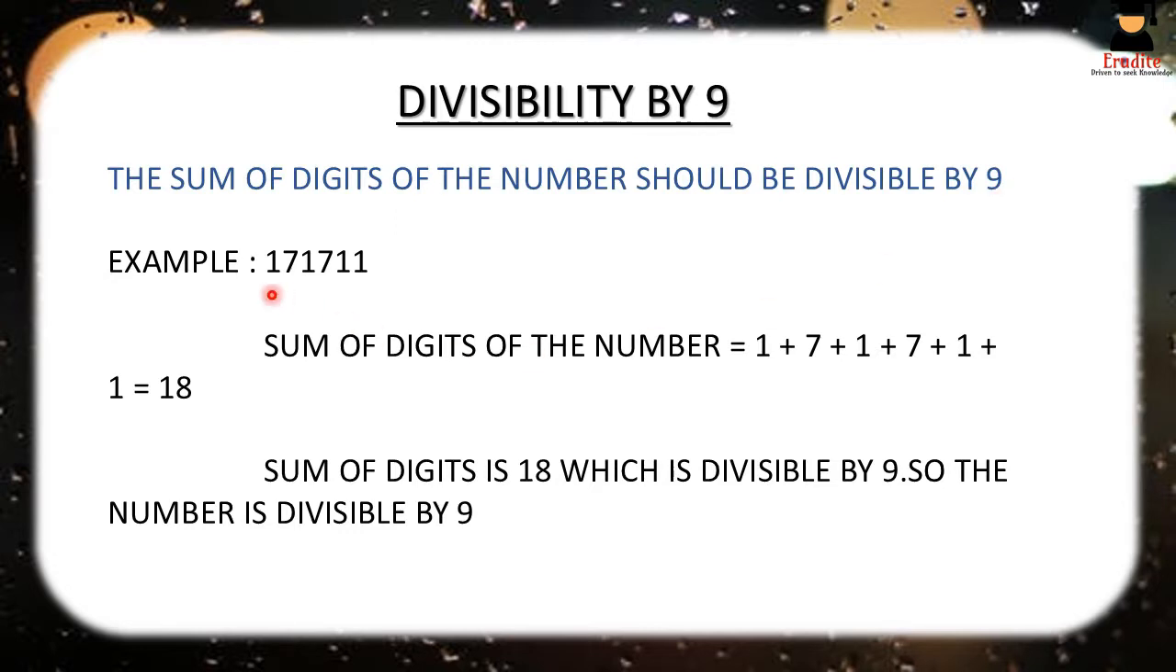I have a number 171711. Let's find the sum of the digits: 1 plus 7 plus 1 plus 7 plus 1 plus 1. I've written it down over here. It comes out to be 18. Now 18 is divisible by 9, so I can say my entire 6-digit number over here is divisible by 9.